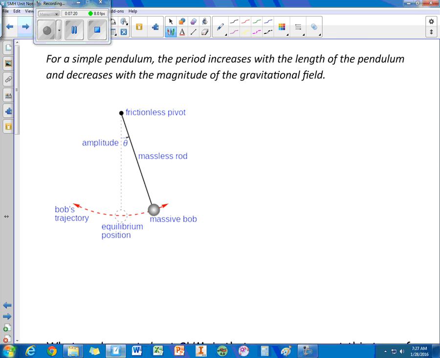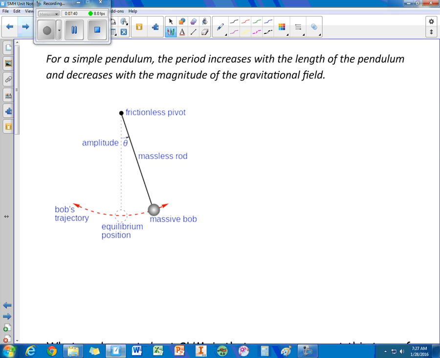All right, the second type of oscillator that you are responsible for will be a pendulum. Now, for a simple pendulum, the period will increase with the length of the pendulum and decrease with the magnitude of the gravitational field. All right, so let's take a look at this one. This one's a little more involved. We're going to have to do a little more work with it.